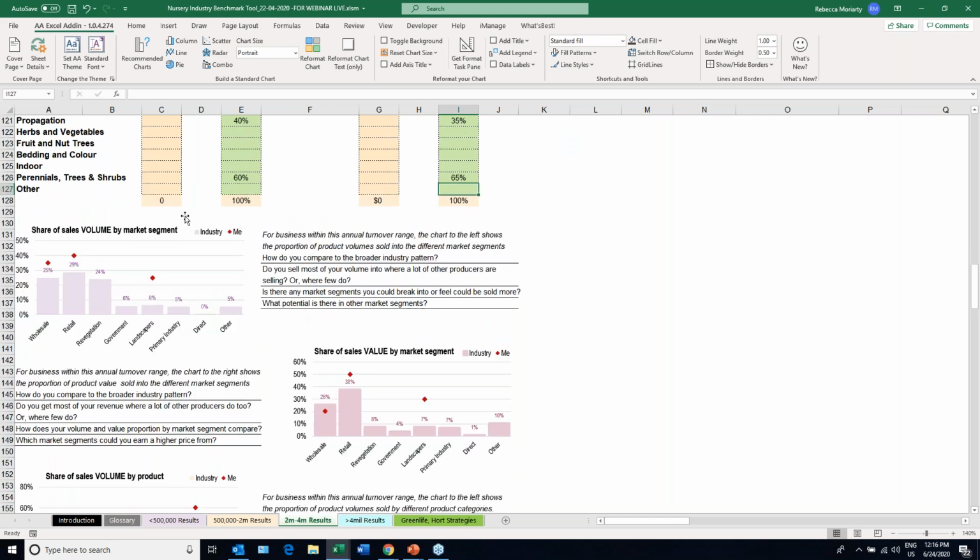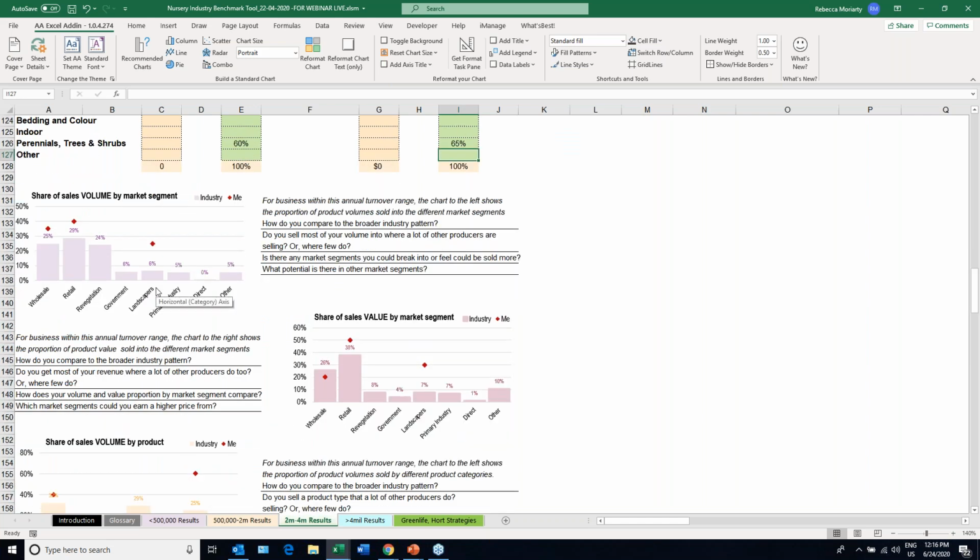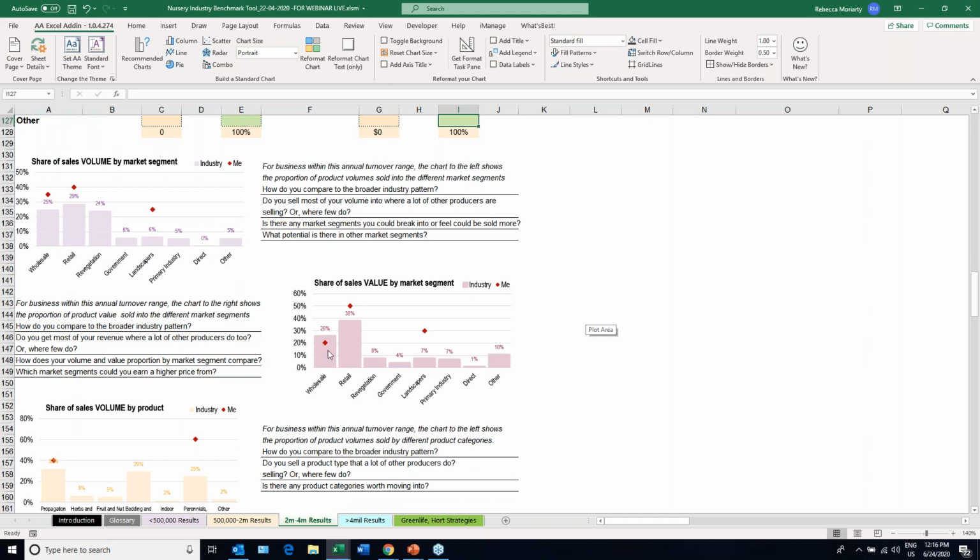Whilst landscapers only make up 6% of the share of sales by volume, but they're a lot higher for us. By value, you can see a similar story. Wholesale and retail are fairly high. We're a little bit higher for our particular business. And landscapers as well is around that 7%, while we're a little bit higher.